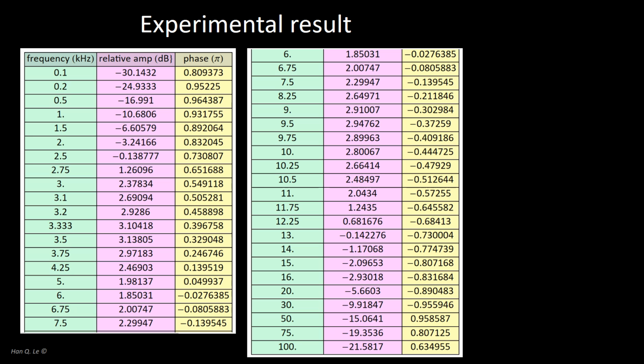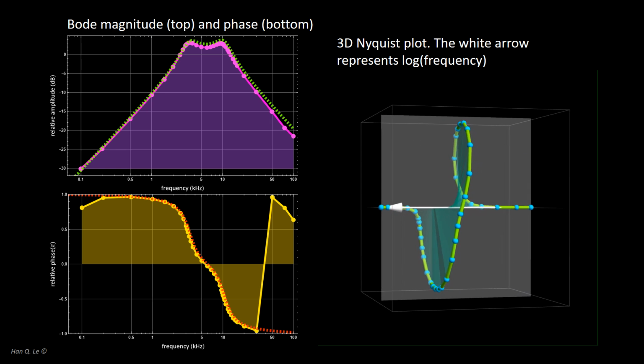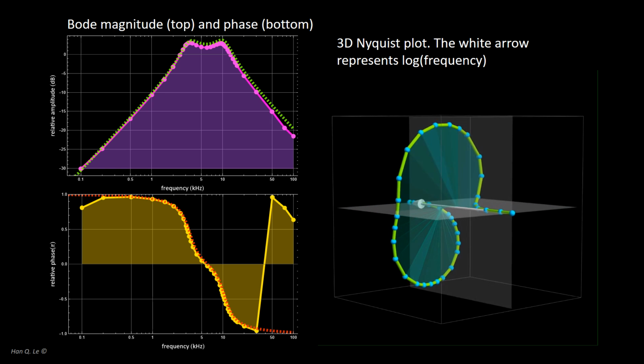The circuit frequency response was measured with 38 sinusoidal inputs. The frequency ranges from 100 Hz to 100 kHz. Fine data points were taken near the band top to study its behavior. The Bode plots are shown on the left, the 3D Nyquist plot is shown on the right.